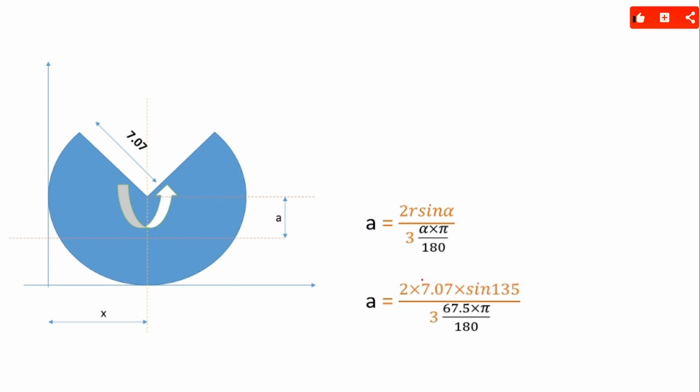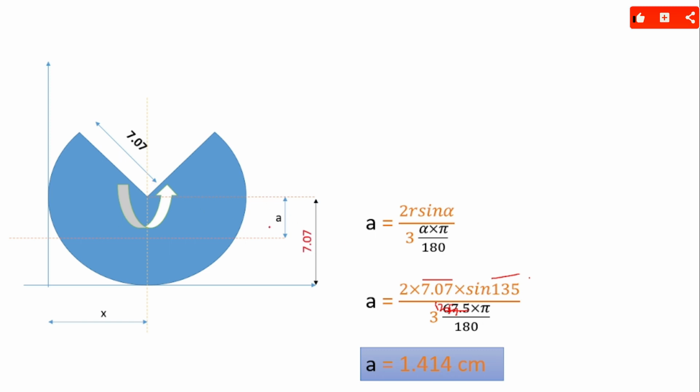Now r is the radius and alpha is the angle that we have calculated, 135. So here it should be 135, not 67.5. So this is 135 into pi divided by 180. So this will give you the value of A equal to 1.414 centimeter. So we got the value of A.